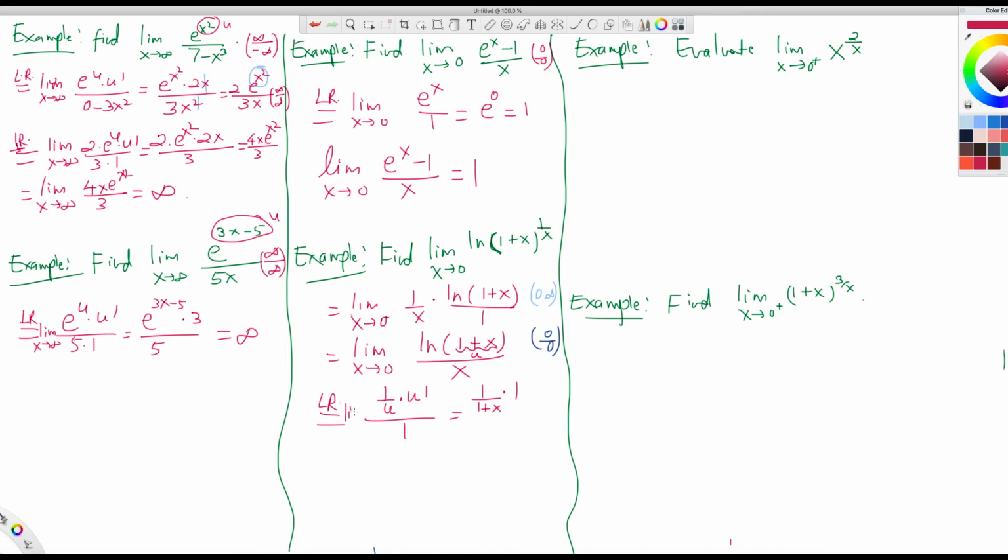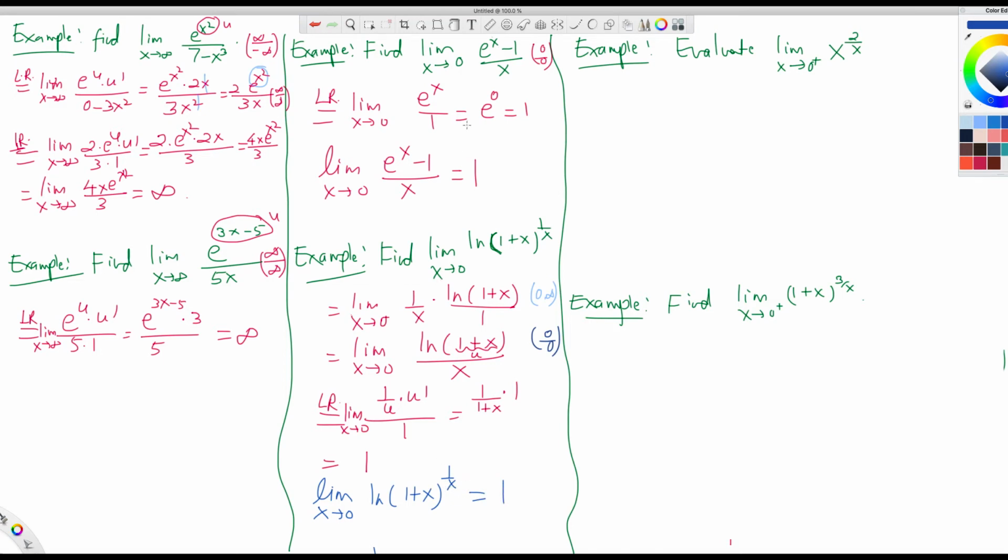Oh, I forgot to write the limit again. x tends to 0. So when you plug in the limit here, you will get 1 over 1 plus 0, which is 1, times 1 is just 1. So the final answer is 1. You remember that I wrote that formula when I was trying to find the derivative of a natural log. Limit x tends to 0 of natural log of 1 plus x to the 1 over x is basically 1. This is what we used.